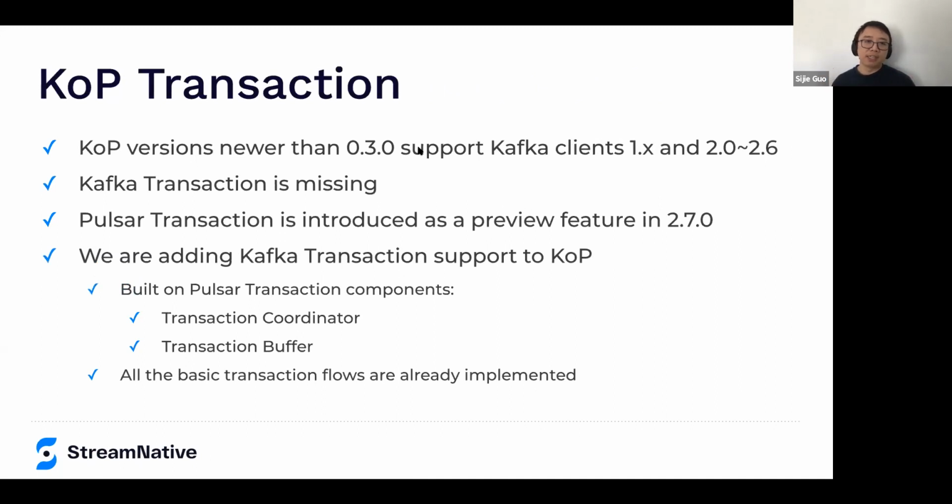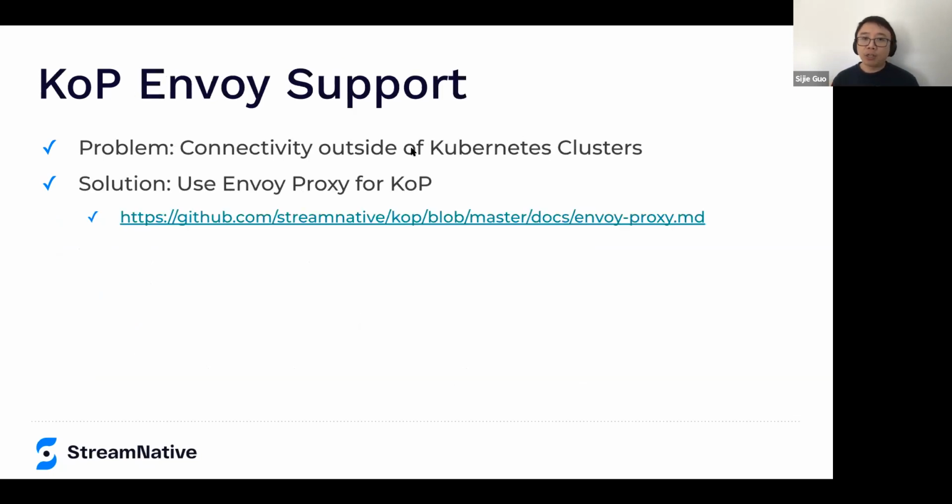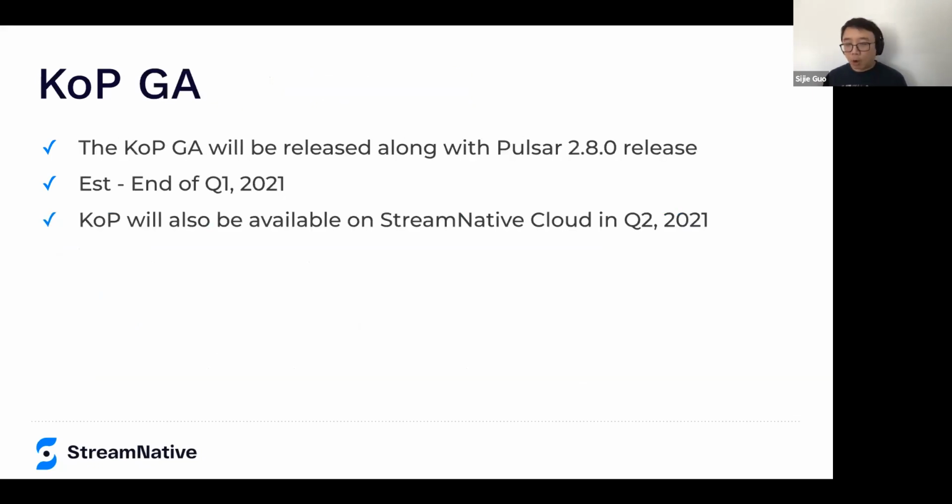Another thing is that right now KOP supports all the versions, all the way up to Kafka 2.6. But there's one major missing piece, which is Kafka transactions. We are catching up and we are almost there, and that would be released as part of the upcoming 2.8 release. And Envoy is a part for exposing the Kafka service outside of Kubernetes. So we made a lot of progress in KOP, and we expect to have a GA release along with the Pulsar 2.8 release. We also are going to make KOP available on StreamNative Cloud in Q1 2021. So if you're interested in using that feature, follow us, and we'll keep everyone posted about the progress there.